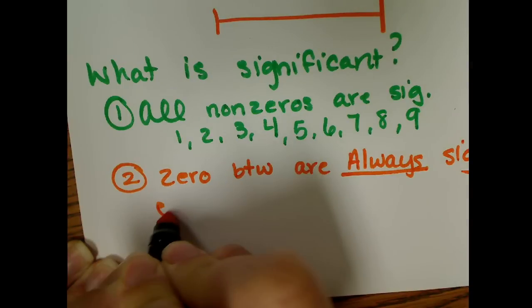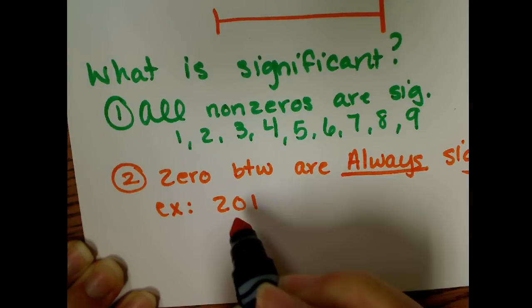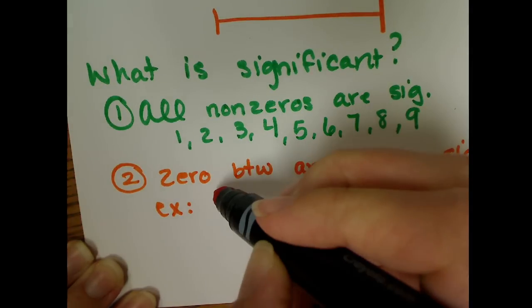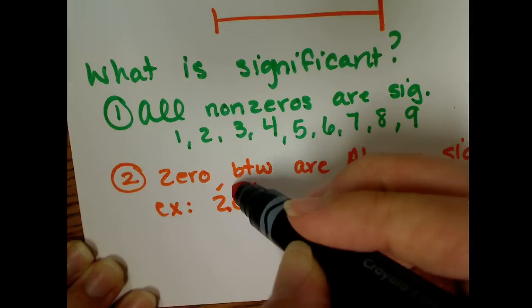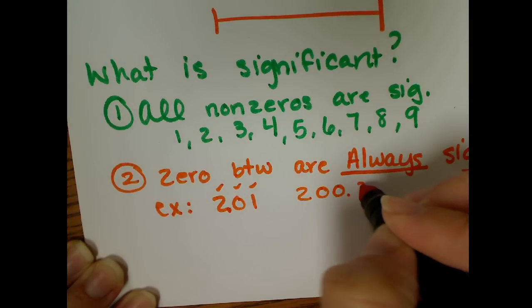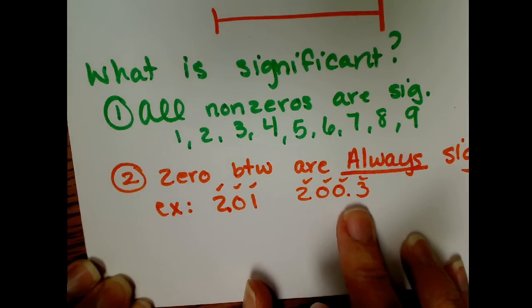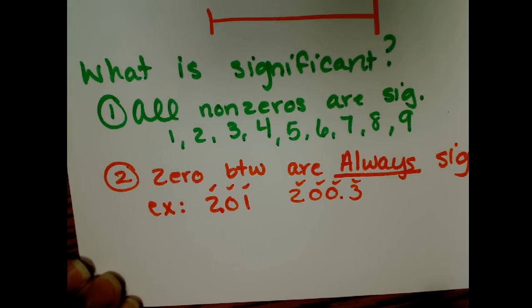An example would be if I had 2.0 or 2.01. These two of course are significant as well as this one. If I have 200.3, all four of these would be significant. Why? They're actually holding a place. If you take out those zeros, that completely changes the numbers.